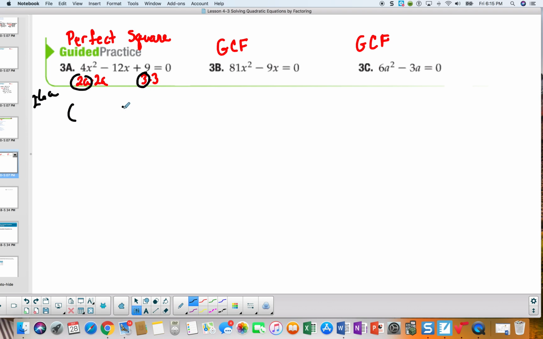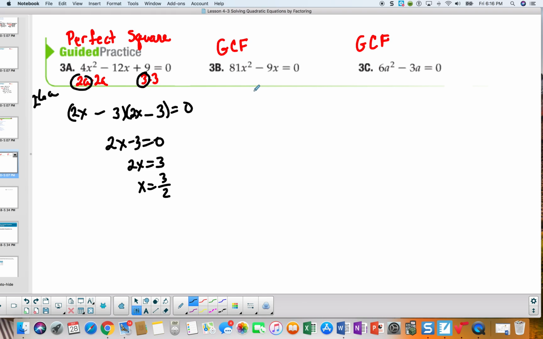So how do we go about doing that? We know they're going to be exactly the same. This is going to be 3 and 3. This is going to be 2x and 2x. And since the middle term is minus, they're both minuses. So perfect square means they're both the same. Set just one equal to 0. 2x is equal to 3. x is equal to 3/2.